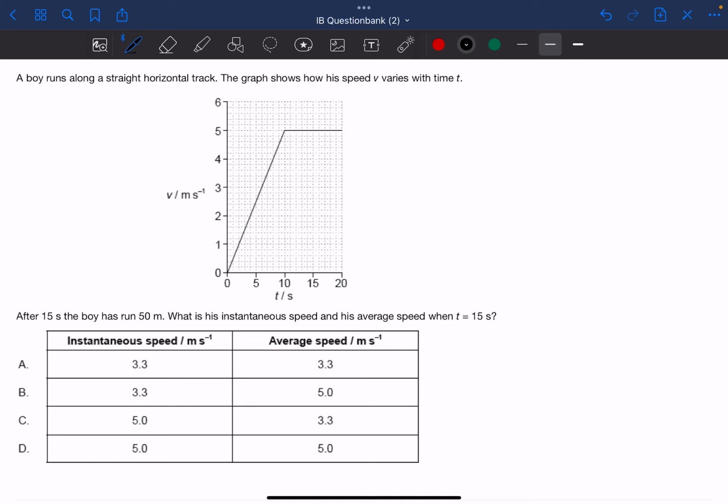Average speed is displacement over time, so it's 50 meters over 15 seconds, so this is about 3.3 meters per second. And instantaneous speed can be got from the graph, so when the time is 15, the velocity is 5, so it's 5 and it's 3.3, so it's C.